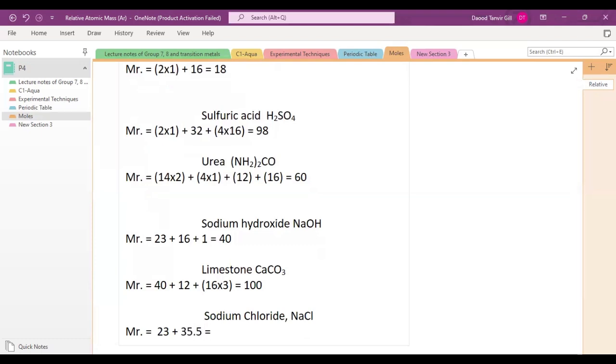23 plus 35.5. Let's check what we get. It's 58.5. In this way, we can easily find the relative molecular masses of different compounds from the relative atomic mass of the elements, right?